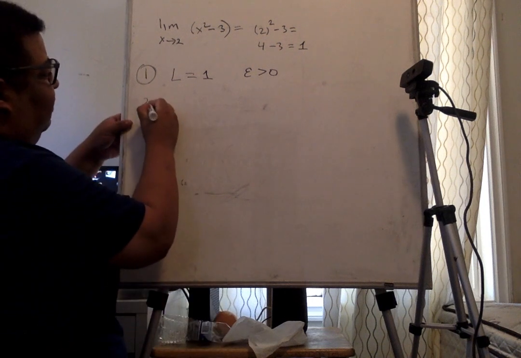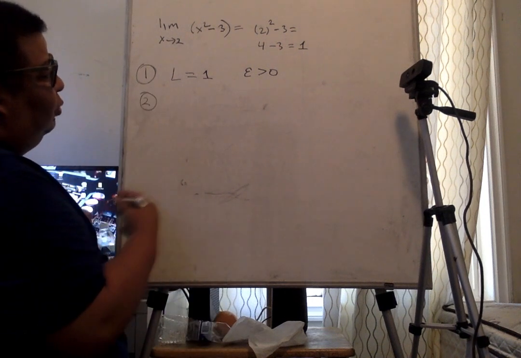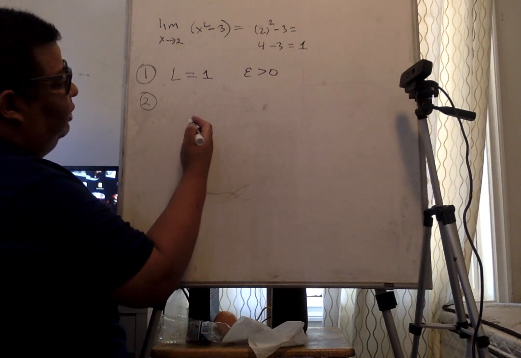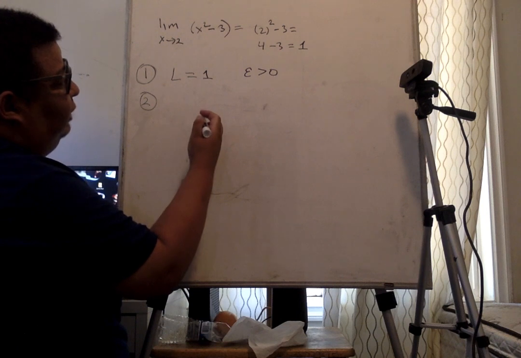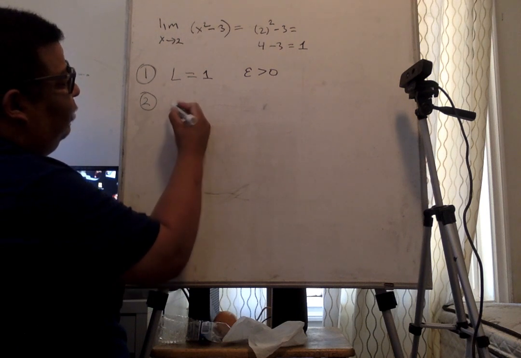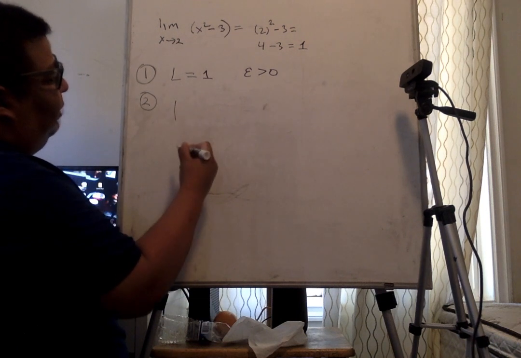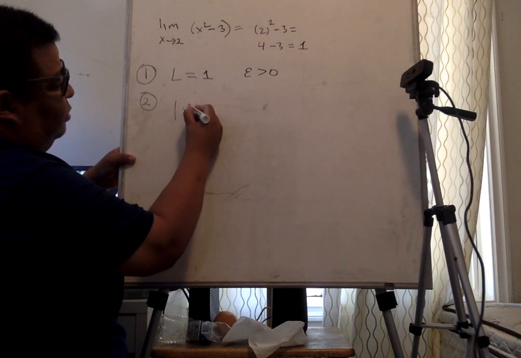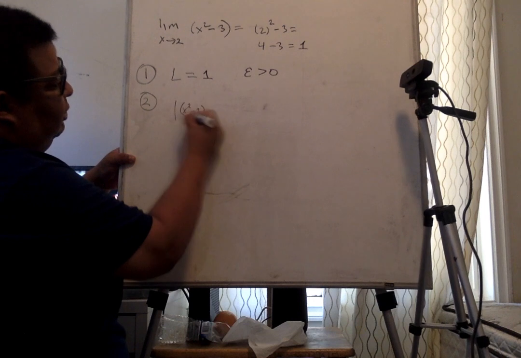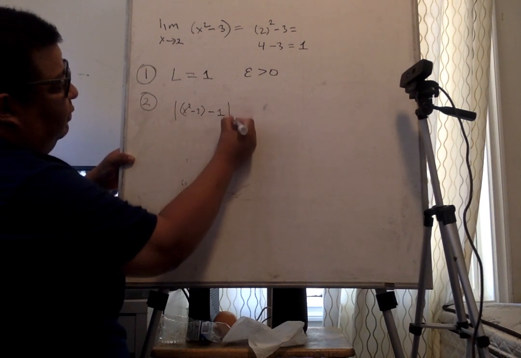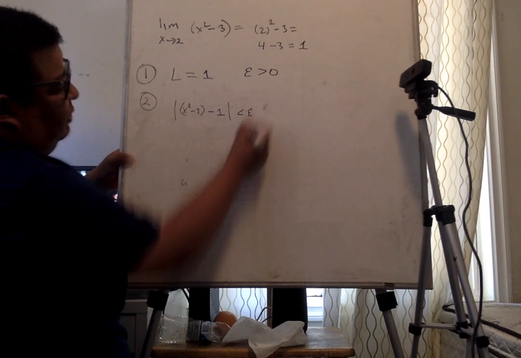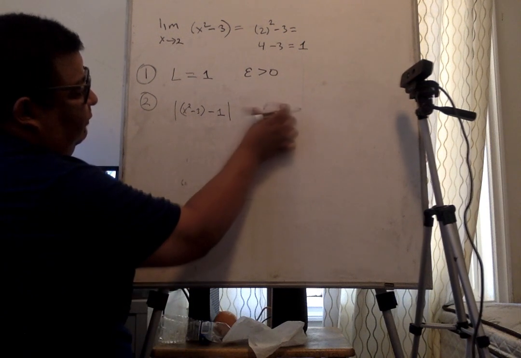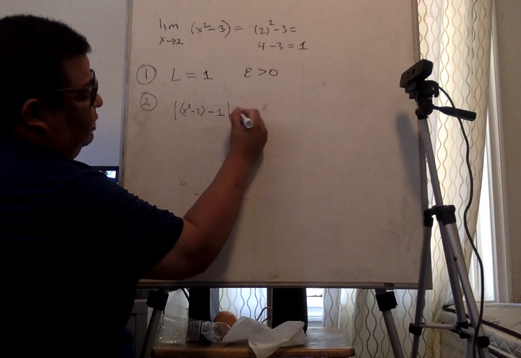Okay, so the second step, we're gonna do the scratch work. We're gonna try to relate delta and epsilon. The way we do it is we start with this expression: the function x squared minus 3, minus 1. This has to be less than epsilon. Okay, but first let's expand it out and let's see what we get.